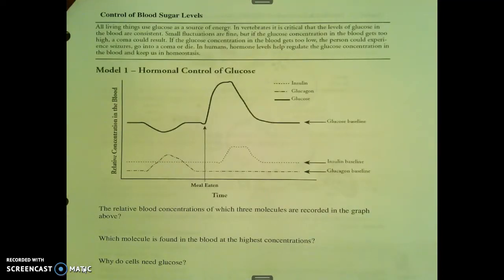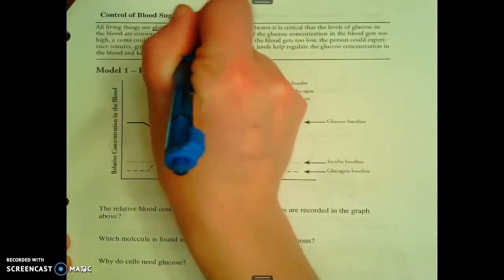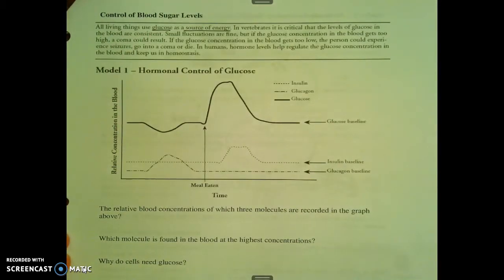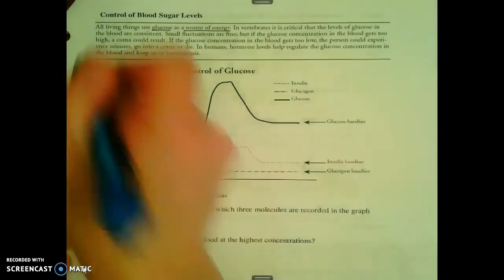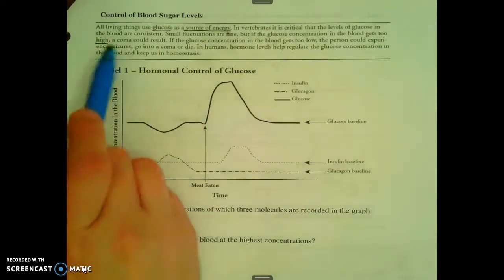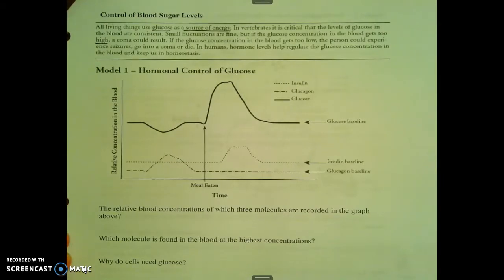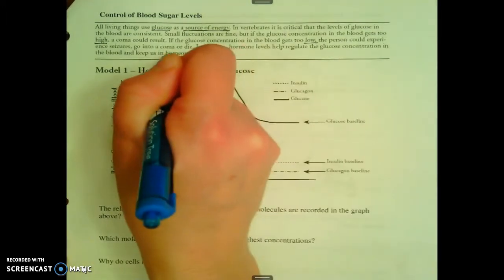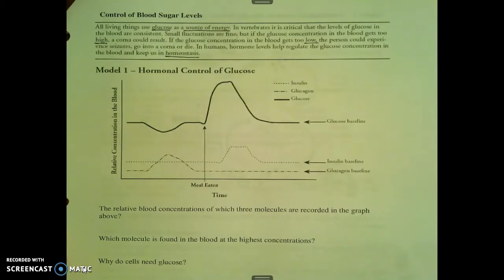Here we're going to look at how insulin and glucagon help us maintain ideal blood glucose levels. Remember, glucose is vital in terms of an energy source, and it's really important that we keep our glucose within an ideal range. Small fluctuations are okay, but if we have too much glucose in our blood, we could go into a coma. And if we have too little glucose in our blood, we could also have seizures, go into a coma, or die. So it's really important that we do have these hormones to help keep us in this ideal range or homeostasis. Would you say this is a better example of positive or negative feedback?